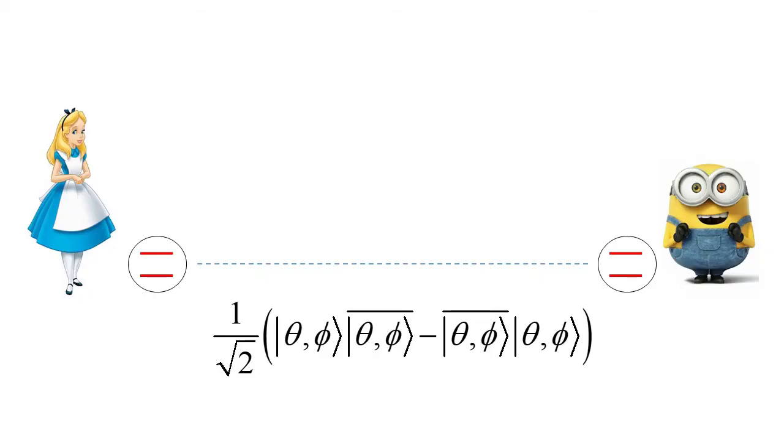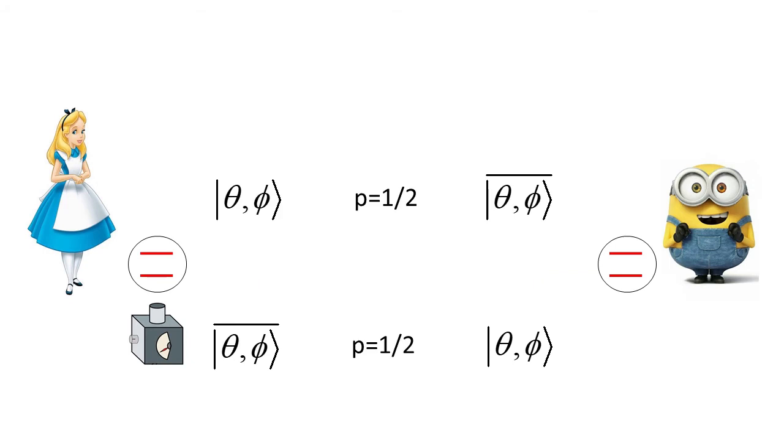So let's do a simplified version of teleportation where there's only 2 qubits. So let's start with this singlet state. And then what Alice can firstly do is to perform a measurement, and she's going to measure in this theta-phi basis. Then what she'll get, because there's 2 states in the superposition, there'll be 2 outcomes, each with probability half.